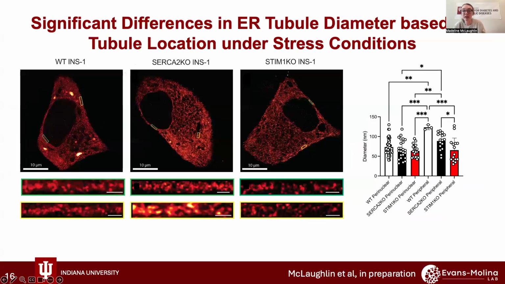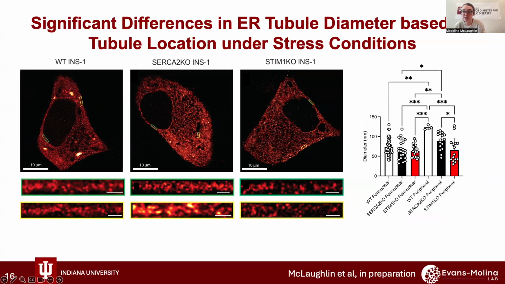Lastly, because different compartments of the ER perform different functions, we next divided the ER into two distinct regions. The perinuclear ER, which we define to be less than 1 micrometer from the nucleus border, and this is shown by the green inset, or the peripheral ER, which we define to be greater than 1 micrometer from the nucleus border, and this is the yellow inset.